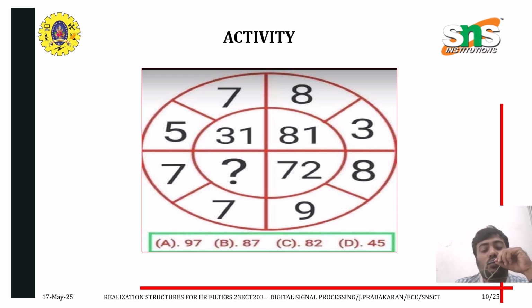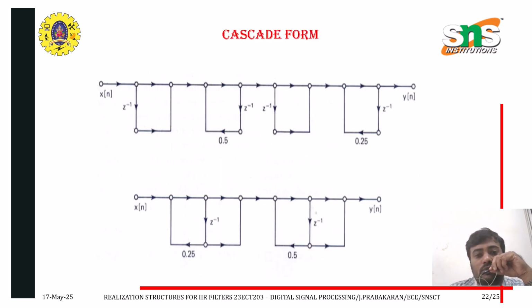Let me do one small activity. Can you find the value of this question mark? This is the small activity. If you find some answer, you can comment and I will tell you. Let us continue. Okay, this is the cascade form.